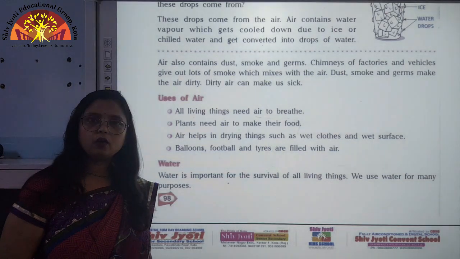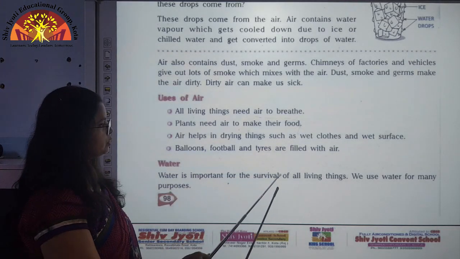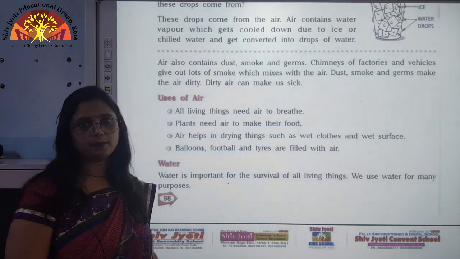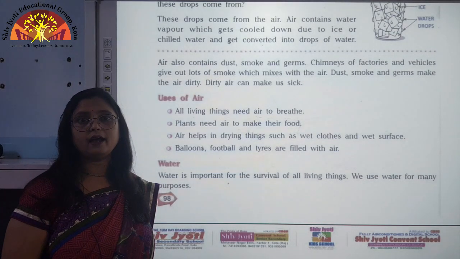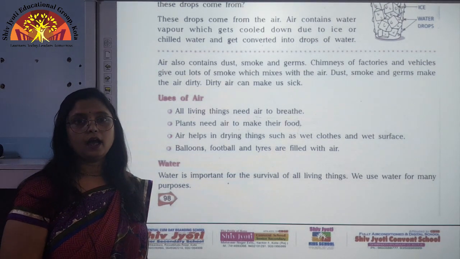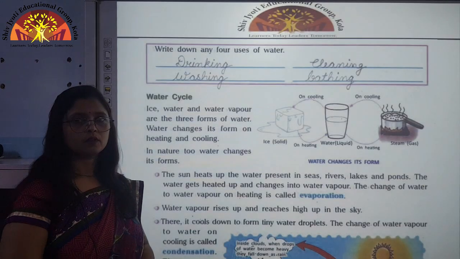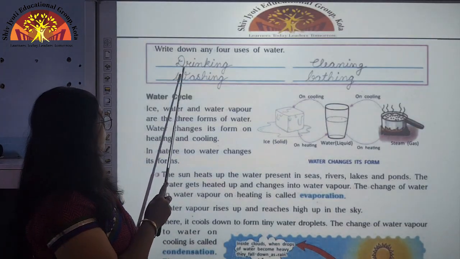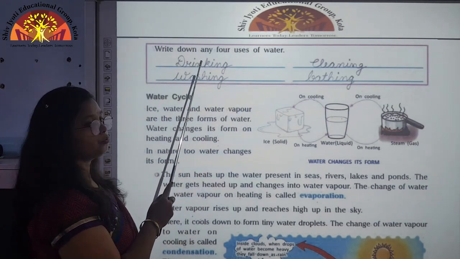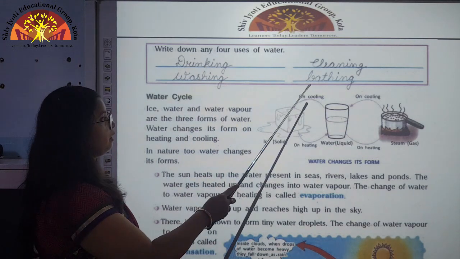So children, now let us come to our next topic, that is water. So water is important for the survival of all living things. We can use water for many purposes. So children, just like air and food, water is also required for the survival of all living things. And water is required for several other activities also. So let us do this question given over here. Write down any 4 uses of water. So 4 uses of water are drinking, cleaning, washing and bathing.